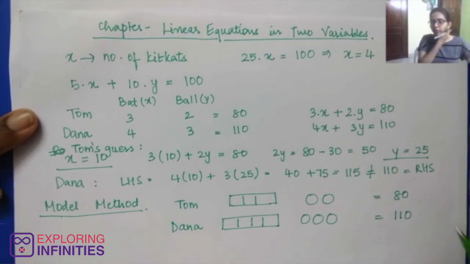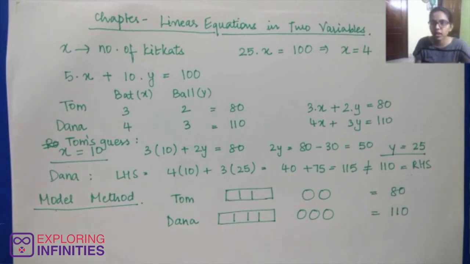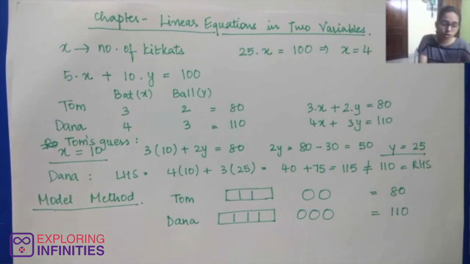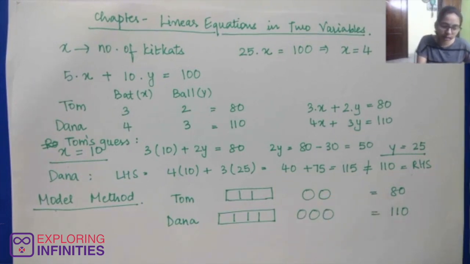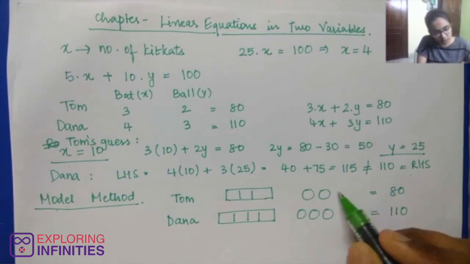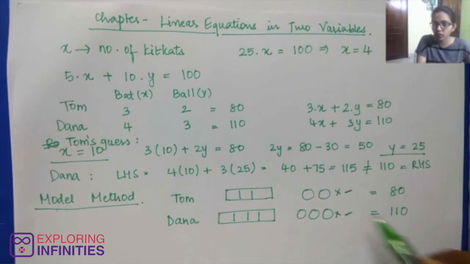So now what we do is we want to equate two things together. We want to eliminate one of them. So we choose one of them, either bat or ball. I'm choosing probably the ball. So I'll now make this 2 equal to something which is also equal to this 3. That is, I'll multiply this by something, and I'll multiply this also by something, such that I get the same answer over here.